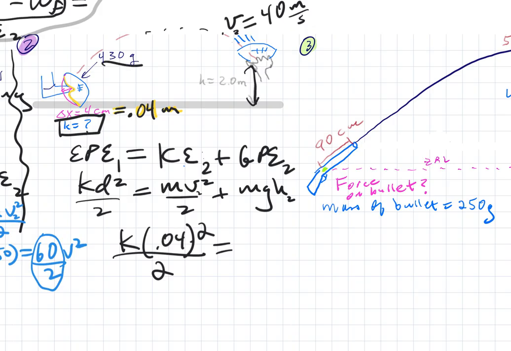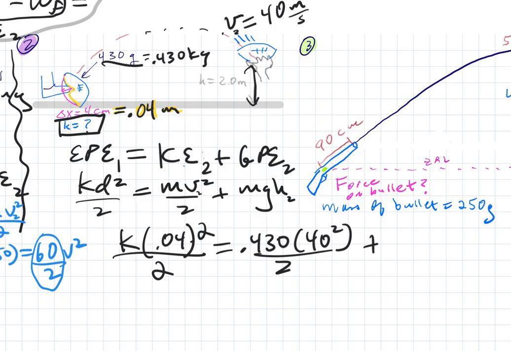Don't use grams, use kilograms by dividing by 1,000. Times the speed it had right before he caught it, squared over 2. I'm just following these equations up on the line above it, plus 0.430 times 10 times the height off the ground, 2. So let's solve for K.